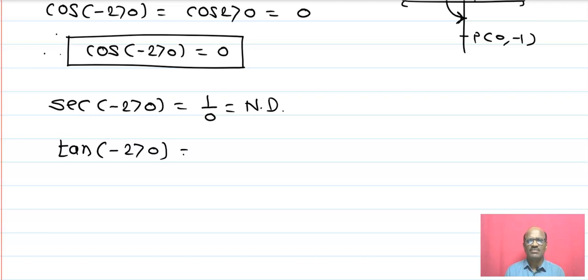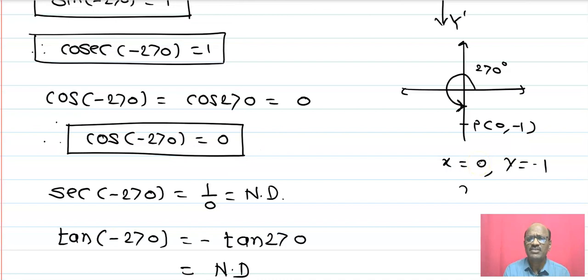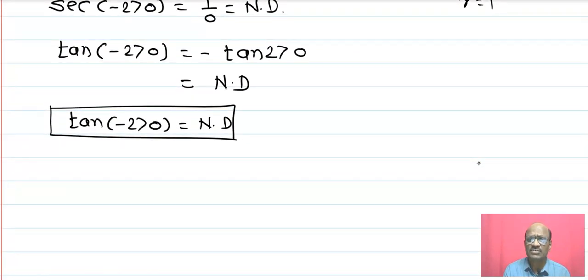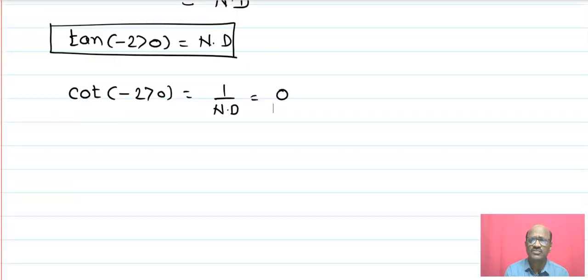Now, next is tan of minus 270. Tan reflects the negative sign. Tan of 270 is not defined because its value is y upon x. X is 0 at 270 on the y-axis, and tan is defined as y upon x. X is 0. Therefore, it is not defined. But what about the cot of minus 270? That is 1 upon not defined, which is 0. It is written as minus cot of 270, which is equal to 0.